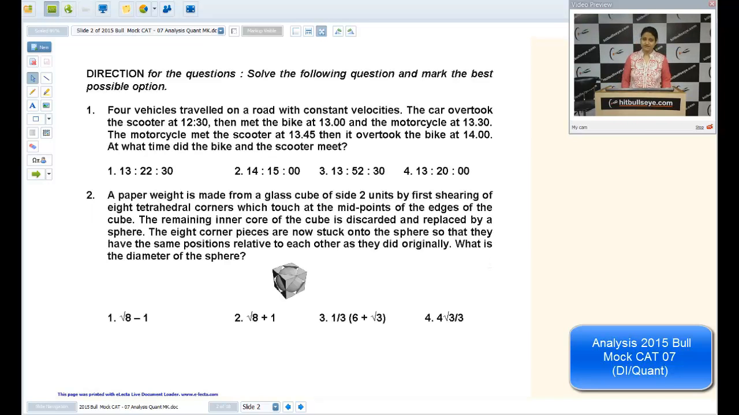Paper was difficult. Quant section, there were 17 difficult and many medium level questions. Yeah, any problem in question number 1 or 2? Please write question number.